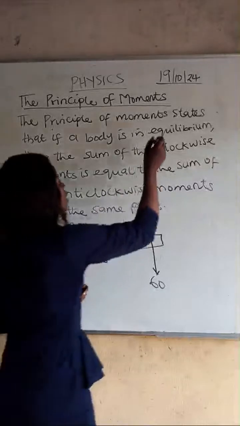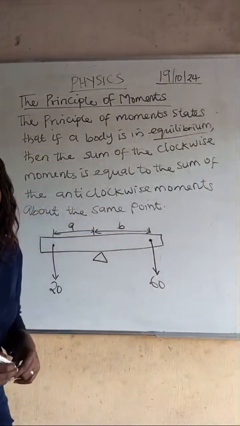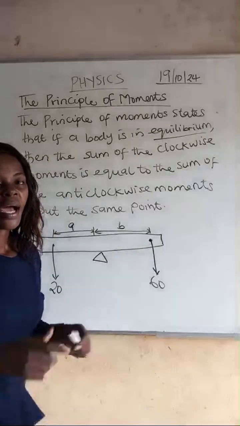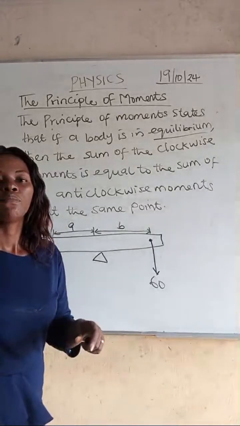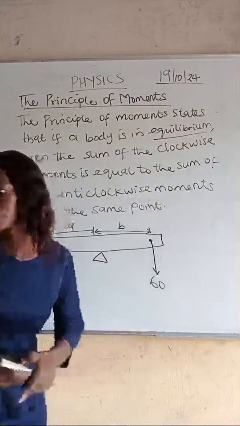If a body is in equilibrium, what is equilibrium? If this body is balanced, for example, if this happens to be a meter rule, and a meter rule ranges from 0 to 100 centimeters. Let me show you a meter rule.